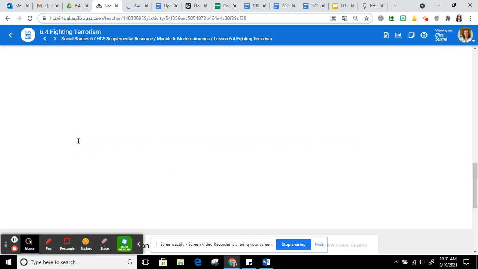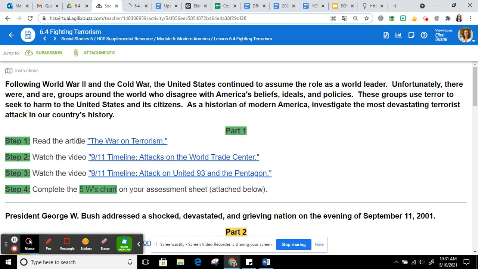All right, scroll up. So it says, following World War II and the Cold War, the United States continued to assume the role as a world leader. Unfortunately, there were and are groups around the world who disagree with America's beliefs, ideals, and policies. These groups use terror to seek to harm the United States and its citizens. As a historian of modern America, investigate the most devastating terrorist attack in our country's history.